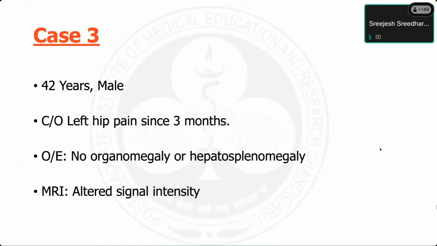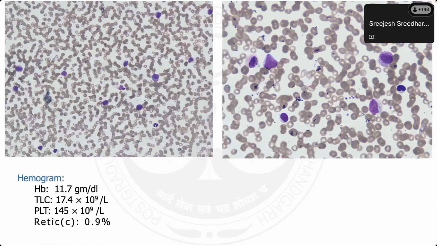So coming to the third case: a 42-year-old male, left hip pain since 3 months, no organomegaly, and MRI showed altered signal intensity, and the radiologist suspected some problem. So they advised a bone marrow examination. So this was a hemogram and the peripheral blood film. There was mild anemia. TLC was on the higher side. The platelet count was near normal.